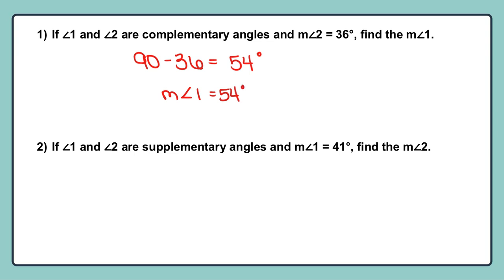How about number 2? Mary Lady. So what I did was I wrote it out as angle 1 plus angle 2 equals 180. Then I put 41 plus angle 2 equals 180. And then subtracted 41 from 180, which gave me the measure of angle 2 equals 139.